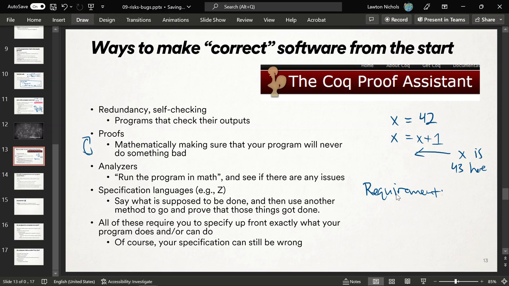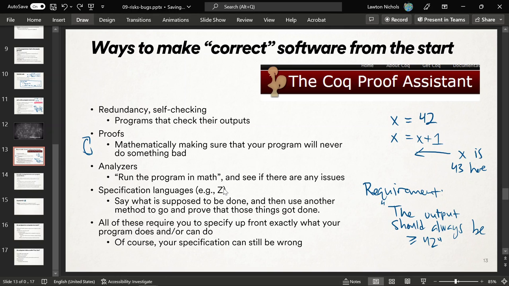You could write the requirement that the output of my fancy flight control software better always be greater than 42. Should always be greater than or equal to 42 or something. You have to get the requirements right to write the code correctly. Do you see how that's important as well?